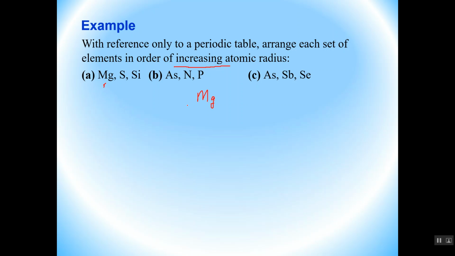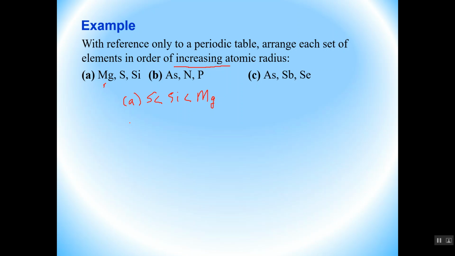And the one that comes, let me see now, sulfur and silicon. So between sulfur and silicon, sulfur would be the smallest because it is the one that is furthest right. So sulfur would be smaller than silicon, which in turn would be smaller than magnesium. So that would be the answer for A.